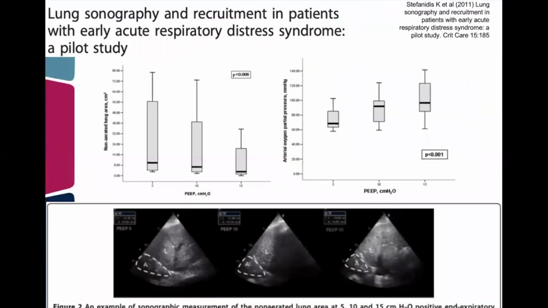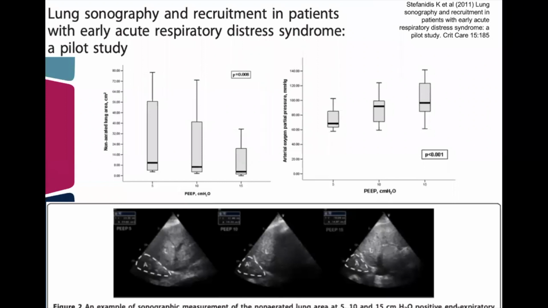So this is a prospective observational study of 10 consecutive patients who were intubated with ARDS. We see in these graphs that as the PEEP was increased, the non-aerated lung volume decreased and the PF ratio increased, and here are the sonographic images of the consolidation area decreasing with PEEP titrations.